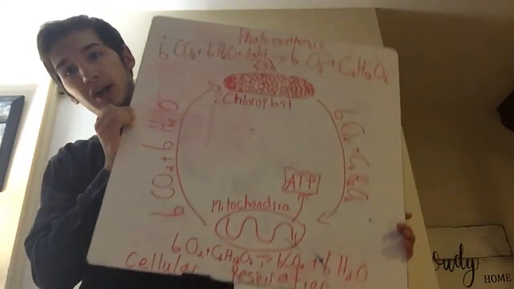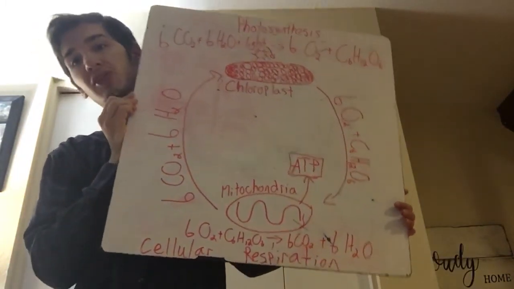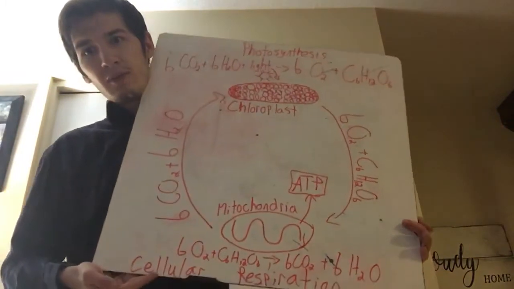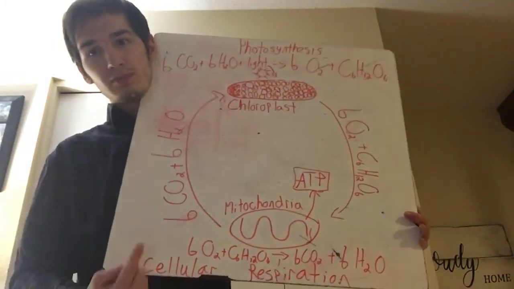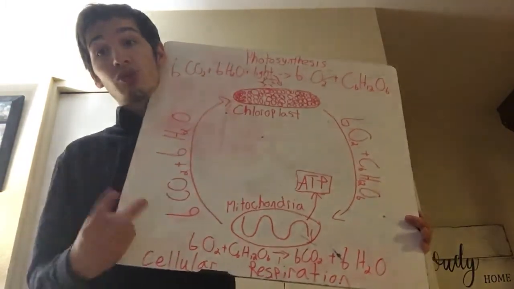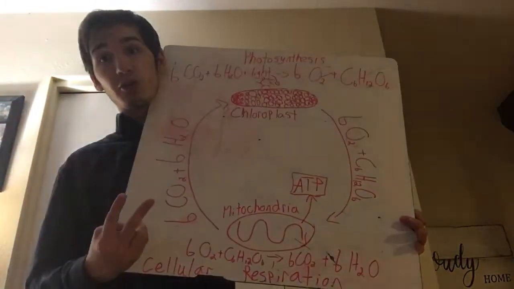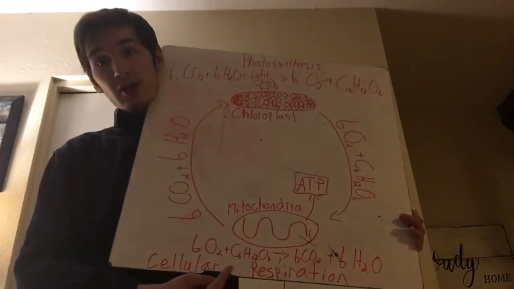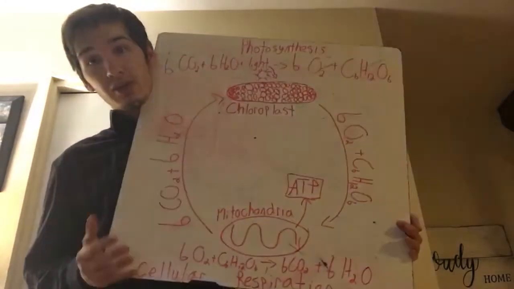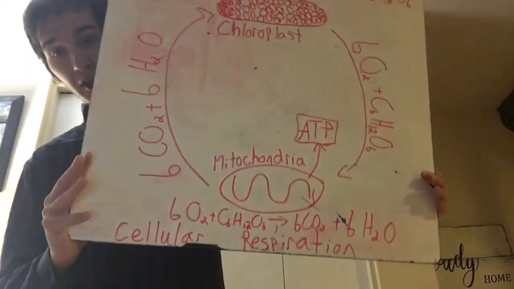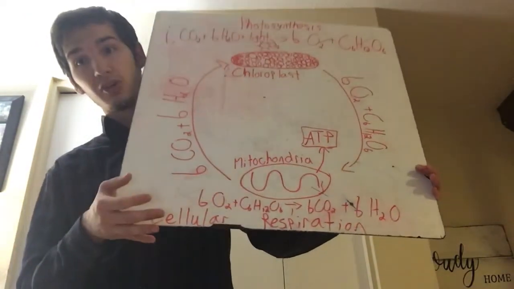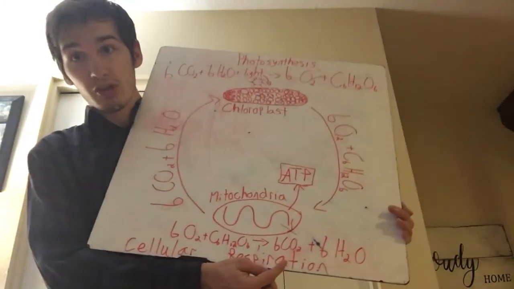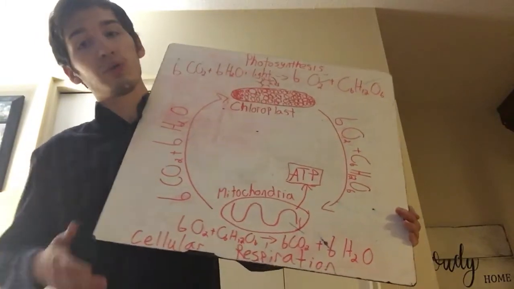It says, draw mitochondria at the bottom, label it with cellular respiration, and label the equation. So I drew a mitochondria. It's just an oval with some squiggles in it. Cellular respiration down here at the bottom. Here's my equation. Remember, these two are exact opposites. Photosynthesis and cellular respiration are just flipped. So all I did was flip it. Look, 6 oxygen with 1 molecule of glucose is what the mitochondria needs to do cellular respiration. So 6O2 plus C6H12O6 goes to 6 CO2, which is carbon dioxide, and 6 H2O, which is water.